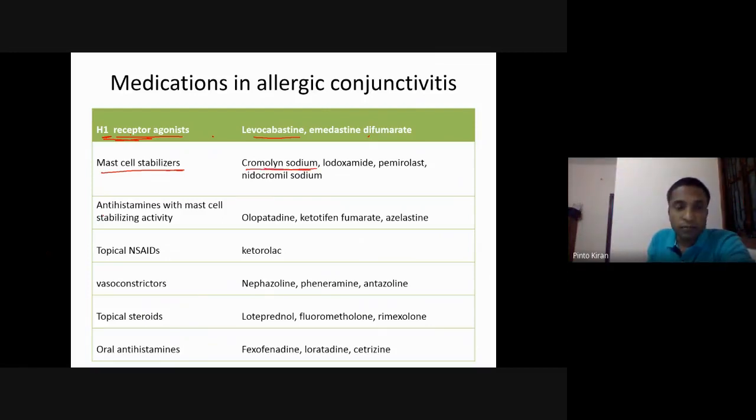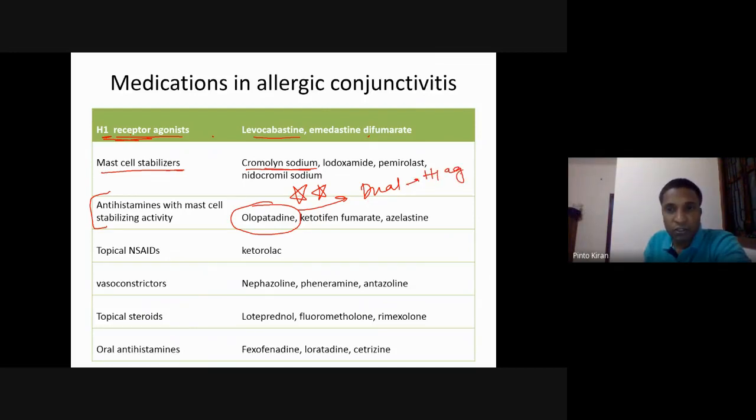Then you have dual action drugs which are very commonly used, that is olopatadine. This is used every day, every ophthalmologist is using this. Olopatadine is used for allergic conjunctivitis. This olopatadine has a dual effect, you have to remember this. That means it acts as an H1 antagonist, and also as a mast cell stabilizer. Then you have topical non-steroidal anti-inflammatory drugs like ketorolac.